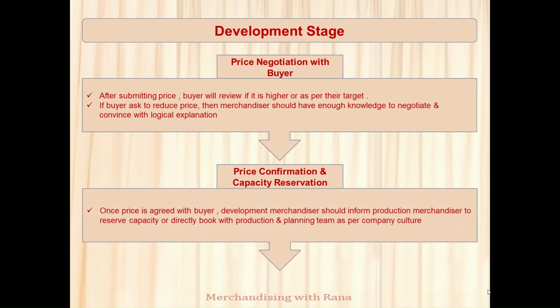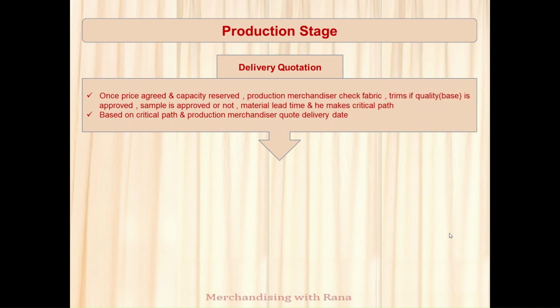Once the price is agreed with the buyer, the development merchandiser should inform the production merchandiser to reserve capacity or directly book with the production or planning team, if in this factory production and development are not handled by the same person. So the development part is done. Now I have come to the production part. Now I am the production merchandiser. My price is agreed, capacity is reserved.